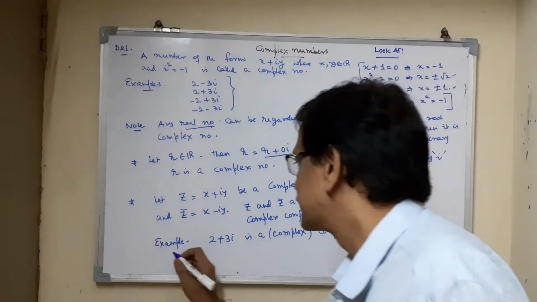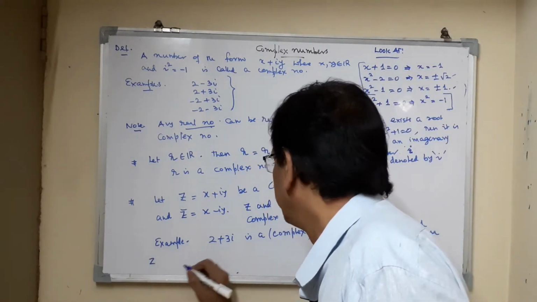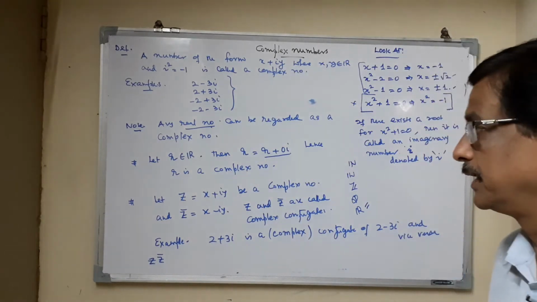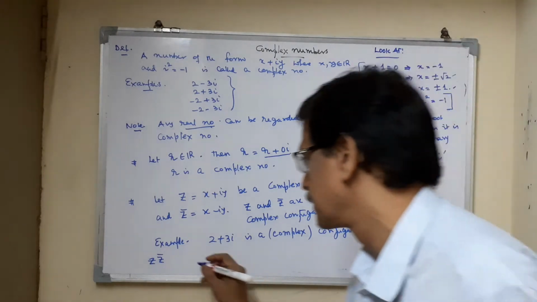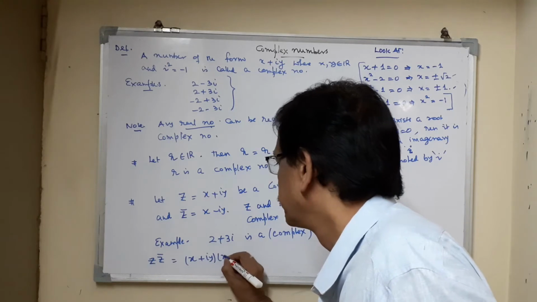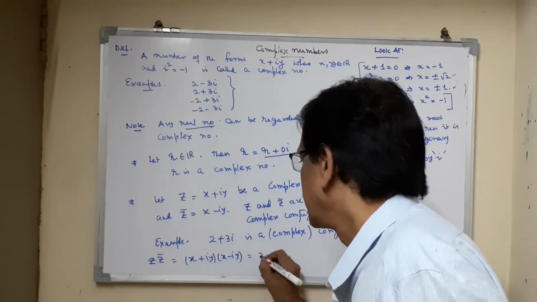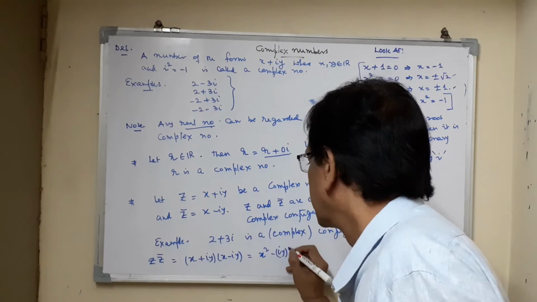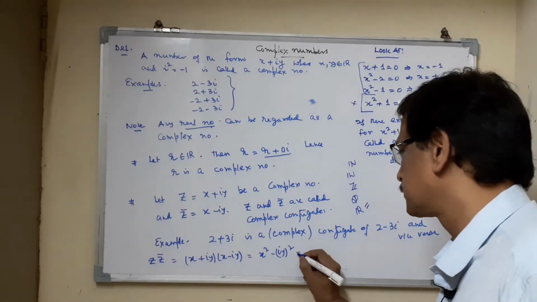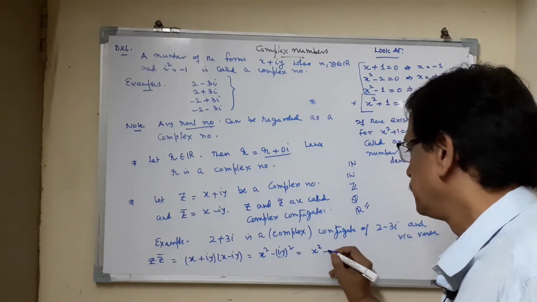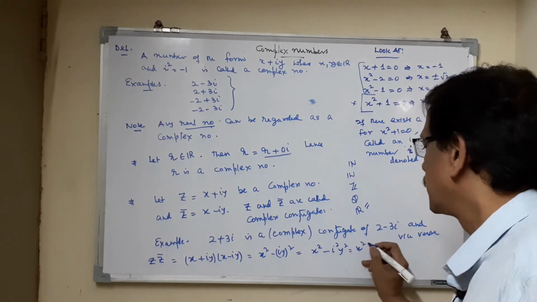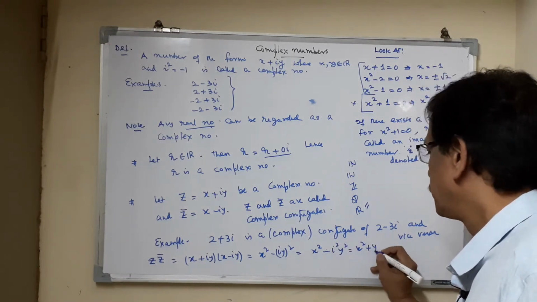So let us see a small example. So far we have not defined the product of two complex numbers. But let us see what is x plus iy into x minus iy. This is x square minus (iy) whole square, since a plus b into a minus b is a square minus b square. So you will get x square minus i square y square, which is equal to x square minus i square is plus 1, so plus y square.